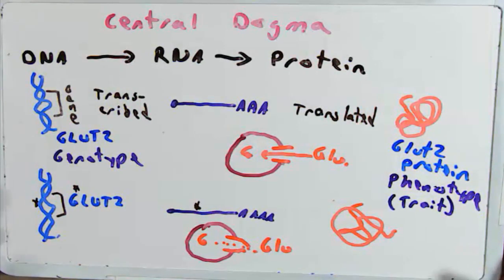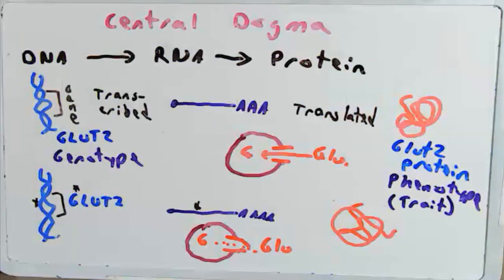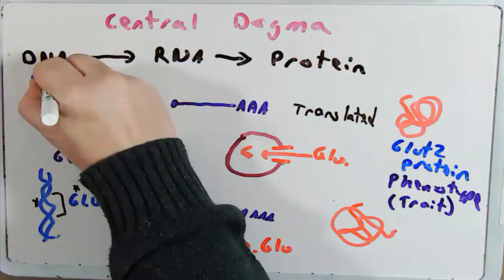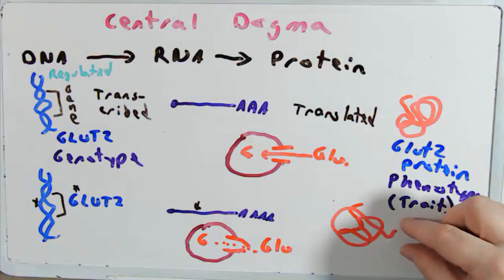Where we're going to spend a lot of our time this semester in epigenetics is not talking about mutations, but talking about how we can have these altered phenotypes, not due to mutations, but due to how this GLUT2 gene is regulated. So you could have a GLUT2 wild type gene here, non-mutated, but there is some sort of alteration in the way it is regulated that can lead to a non-functional or a less functional protein as an end result.